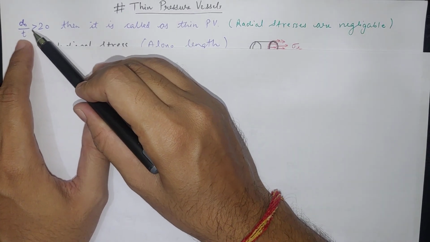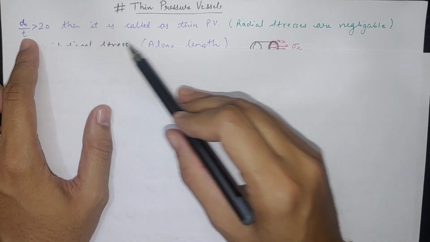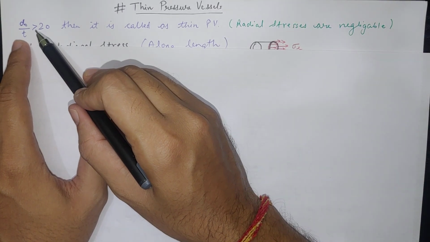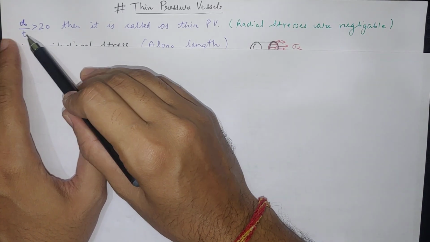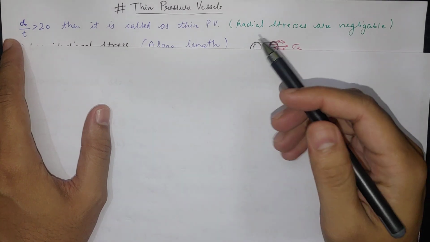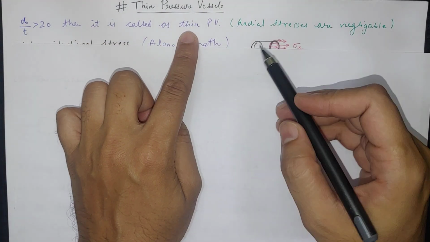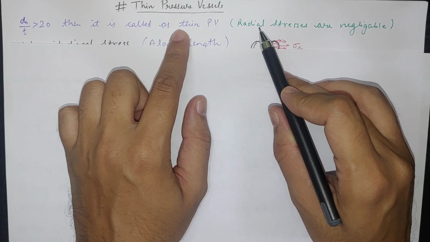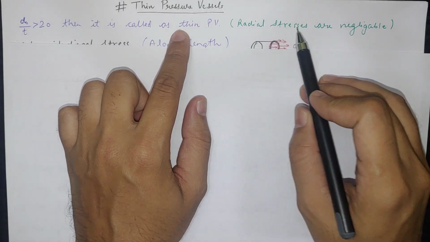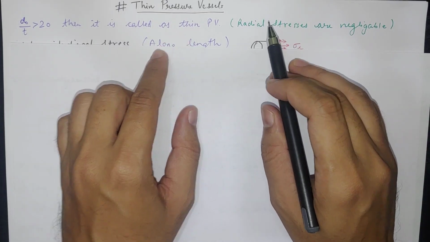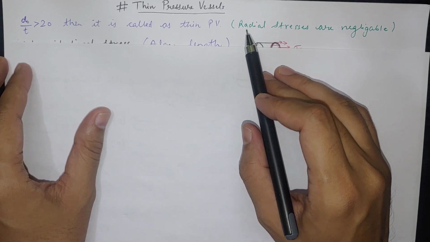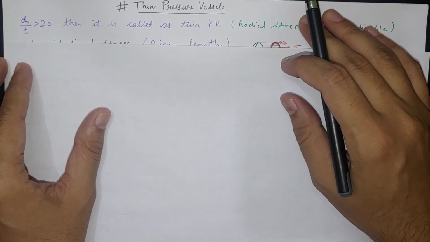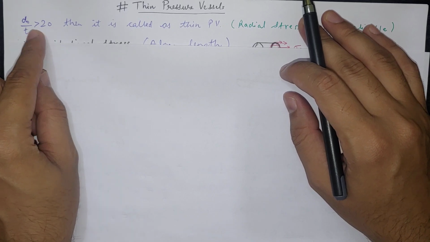So if D0 by t is greater than 20, then we call it thin pressure vessels, and if it is less than or equal to 20, then it is known as thick pressure vessels. So that is how we differentiate between thin and thick. In thin pressure vessels, the radial stresses are negligible, so we can neglect them, and in thick pressure vessels we have to consider radial stresses. So this is a technical difference between thin and thick pressure vessels, and mathematically we can differentiate it with this relation.